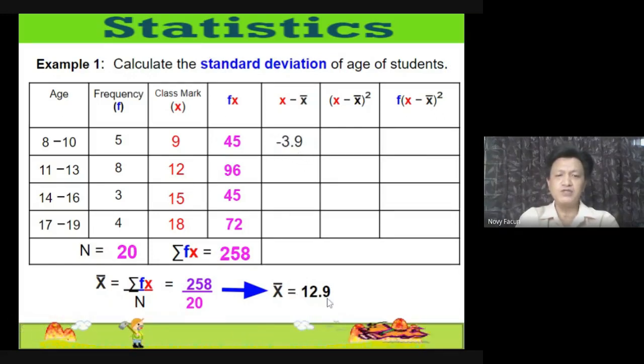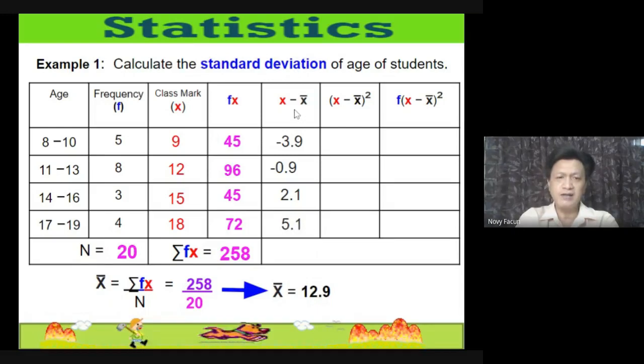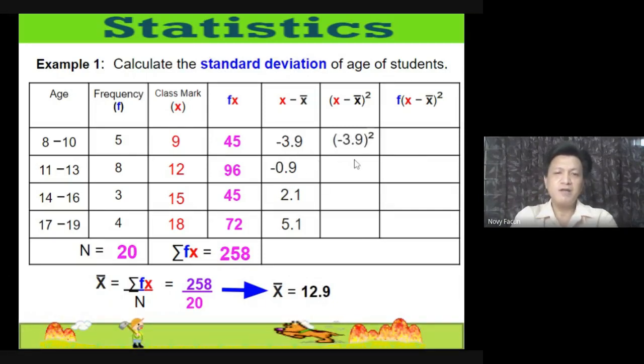Then 12 minus 12.9, that is equal to negative 0.9. Then 15 minus 12.9, that is 2.1. Then 18 minus 12.9, that is 5.1. And then, yung nakuha natin dito para makuha natin yung next column, i-square lang natin. Ibig sabihin, multiply natin sa sarili niya. Kaya nga, that is negative 3.9 square.